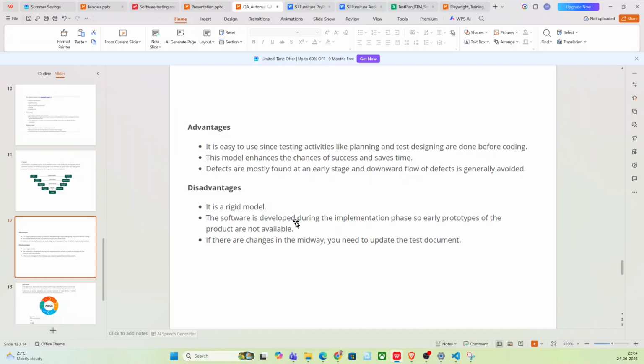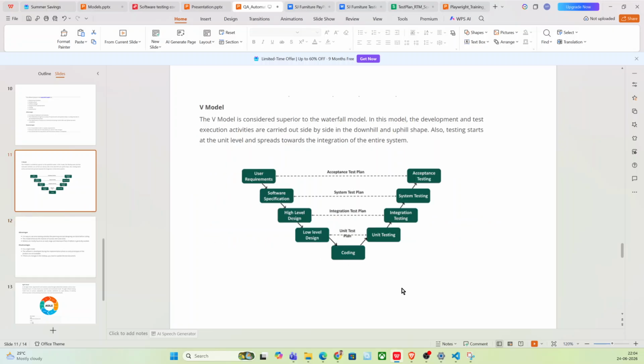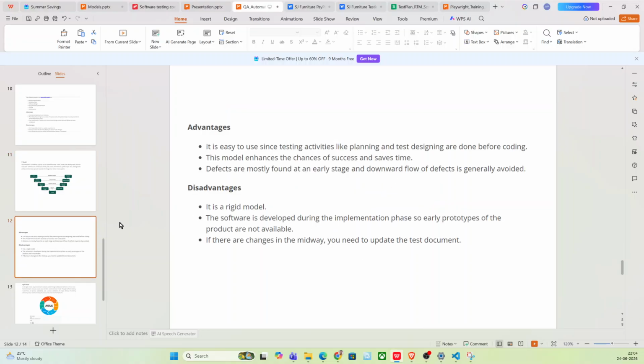So this also has some disadvantages, like being a rigid model. The software is developed during the implementation phase so early that some requirements might be missed, right? Some requirements might not be clear, or there might be changes midway. Let's suppose developers complete the coding, but then there is a small requirement change after the fourth stage. Then the QA team has to update their test strategy and test plan documentation again, right? So that is a disadvantage.